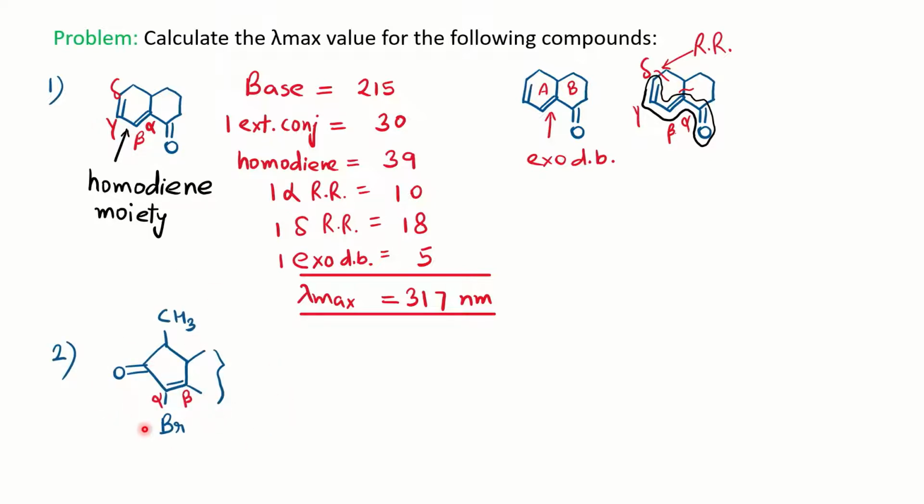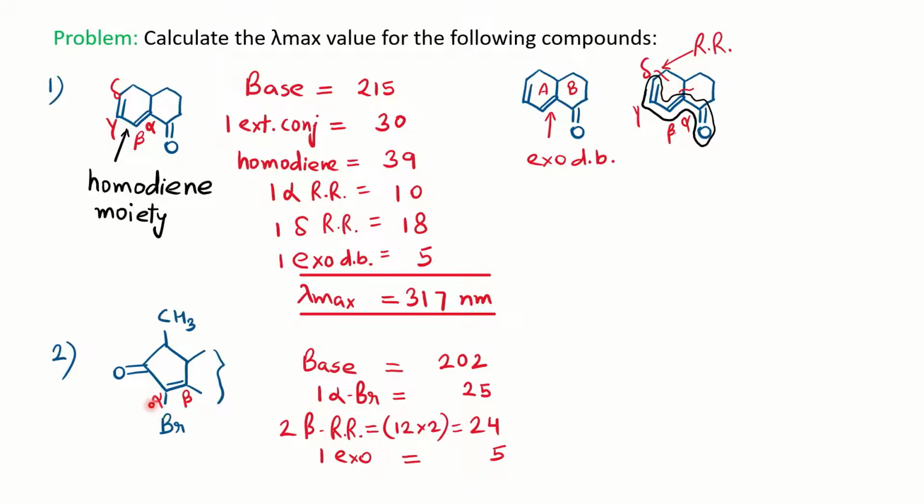Another example here where you have a 5-membered ring alpha beta unsaturated compound, so you can apply the Woodward-Fieser rule to calculate the lambda max value. Since it is a 5-membered carbonyl compound, the base value we know is 202. Then you don't have any extended double bond here, so you don't have a homodiene component also. Then comes the increment. At alpha position, you can see here you have one bromine group. So one alpha Br is plus 25.